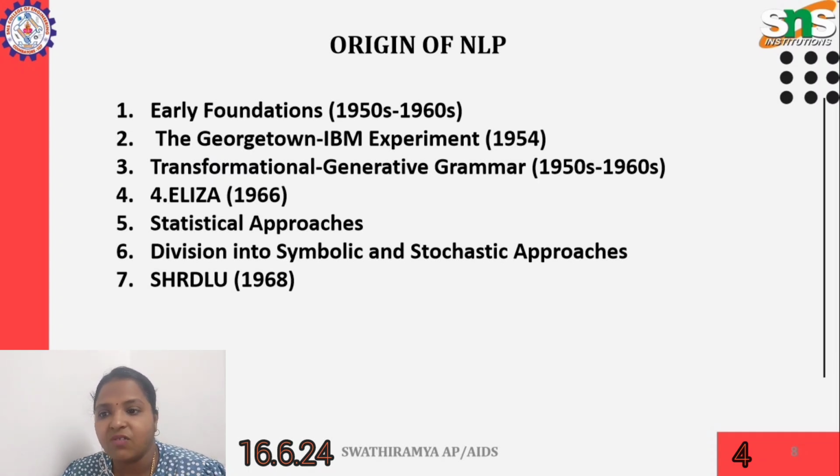Then in 1954, they made an experiment. The researchers attempted to develop a machine that could translate sentences from Russian to English. The experiment was done by IBM. It was called the Georgetown-IBM experiment. They tried to translate sentences from Russian to English. The system had very limited success, but it laid the groundwork for future machine translation.